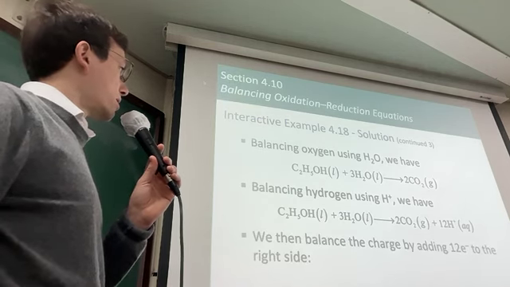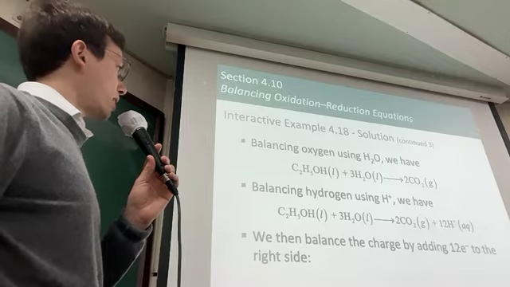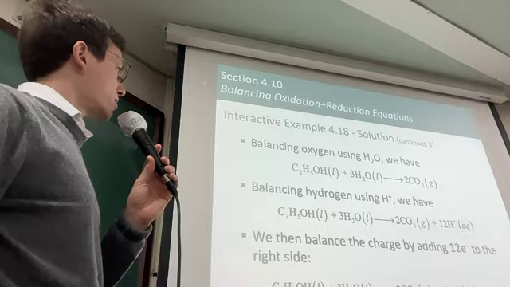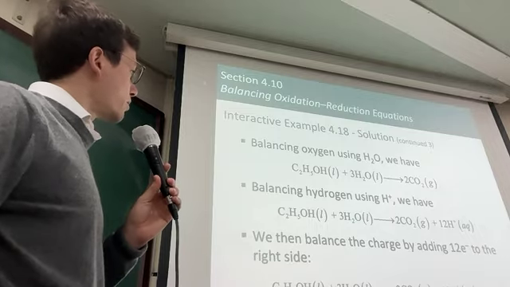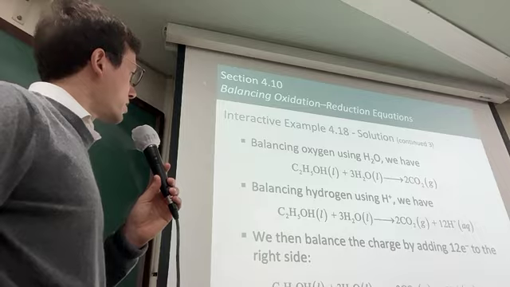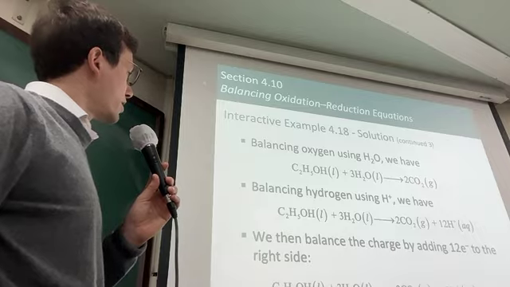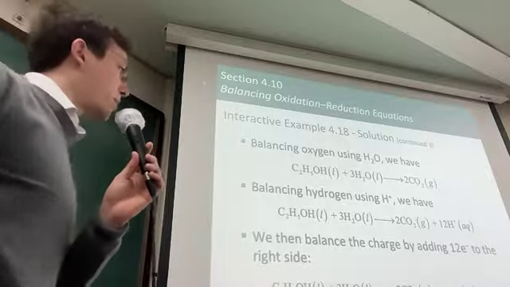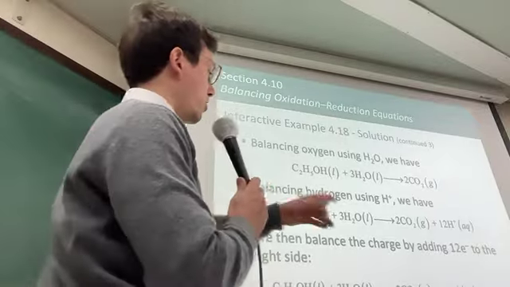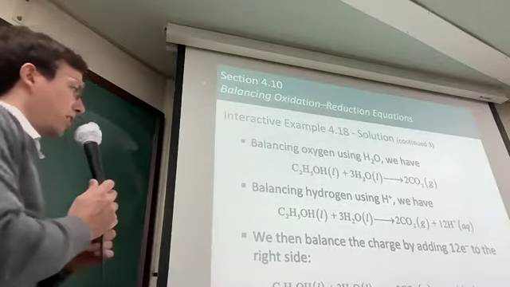And then you add the extra electrons here. Wait, something is weird, right? It's not 12. 6 hydrogen, 7 hydrogen. No, it's 12. It's 6 plus 6 is 12. Yeah, and then you balance the charge with the 12 electrons.